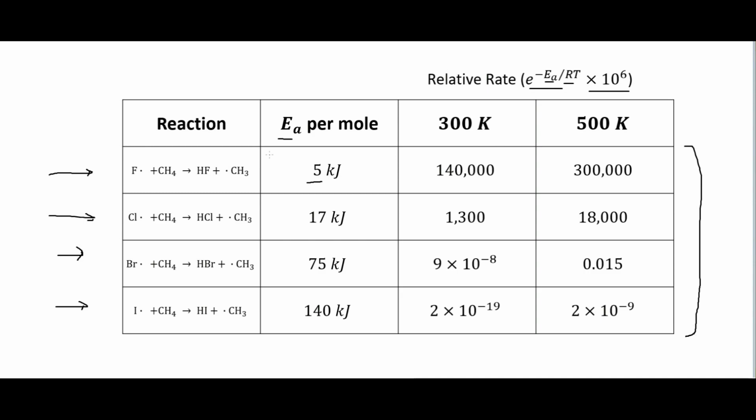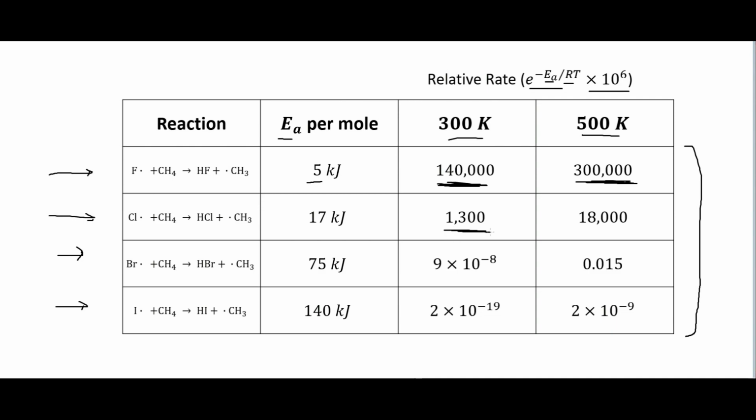And so we see here, with the fluorination, we have this 140,000 at 300 Kelvin compared to 300,000 at 500 Kelvin. And so this is quite a bit faster at 500 Kelvin than it is at 300 Kelvin, which you would expect. You add energy, you can get over that activation energy much more easily. But then we see that this for fluorination is considerably higher than it is for chlorination.